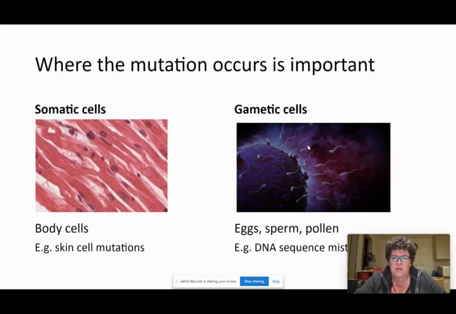Gametic cells, they're all the sperm, the eggs, and the pollen, and any mutations that occur to them usually occur during the DNA sequence process in meiosis, and there's usually a mistake that happens in that process which causes a mutation. So the position of those mutations is actually really important, and so that's what we're going to focus on a little bit more in the next slide.